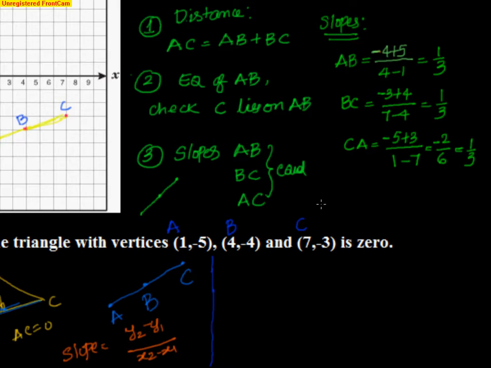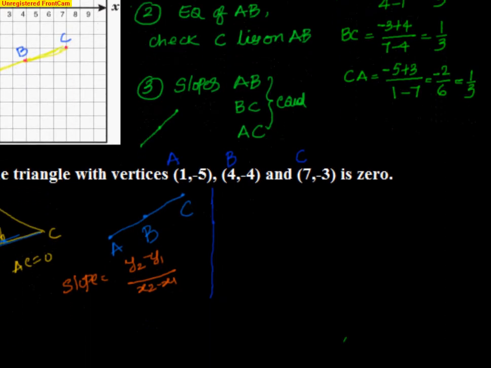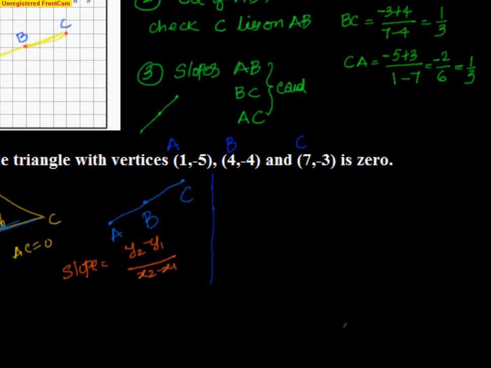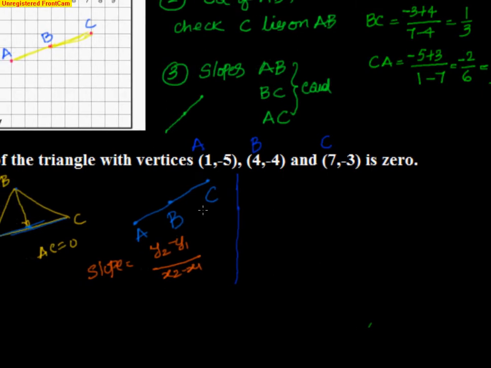Now let's calculate the distances, right? Okay, let me calculate the distances. I'll say what is the distance of AB, BC and AC. We are now doing distances, right? What's the distance of AB? What's the formula for distance? I know you remember it, but let me just put it here for reference.